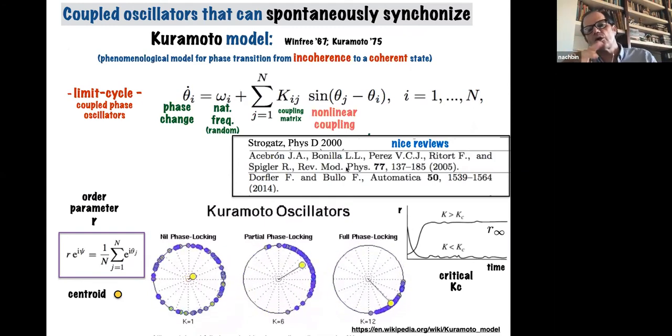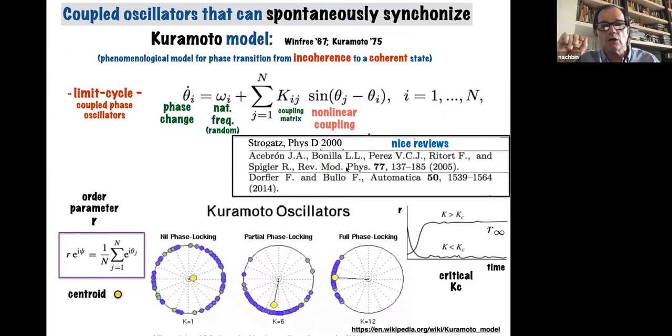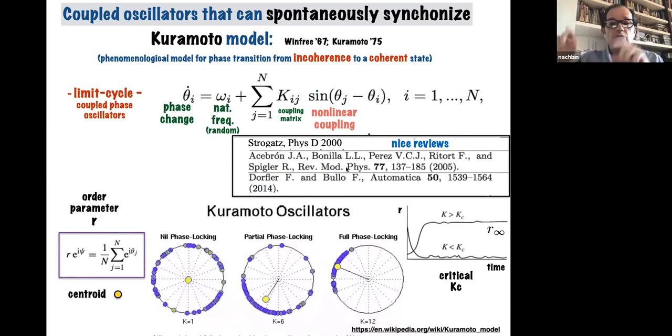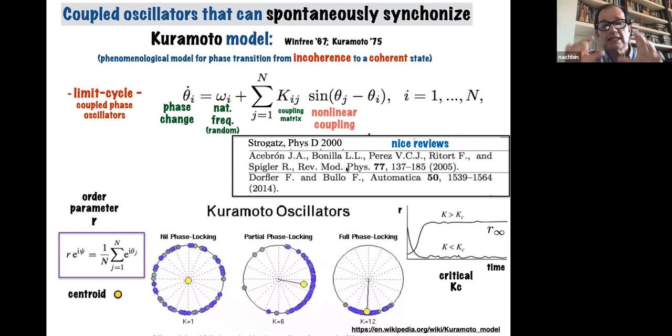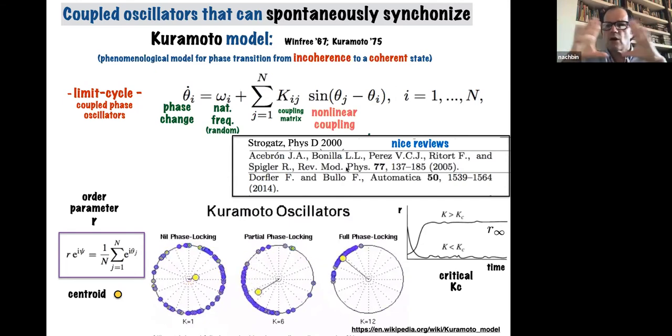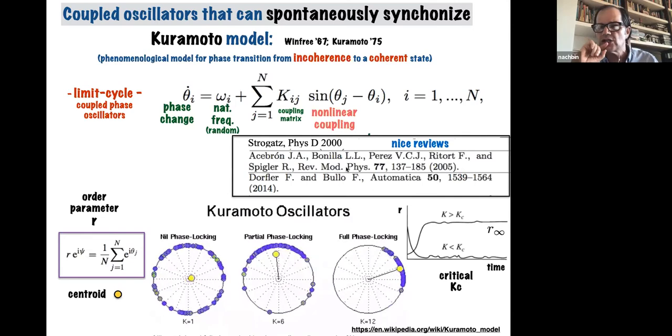It started with Winfree, who had a more complicated model. Kuramoto came in and made a simplified model. And it's a phenomenological model for phase transition from incoherent to coherent state. Coherent means everybody's doing the same thing. And it's a limit cycle, basically phase dynamics. You forget about the cycle, it's just the angle, the phase, that's being governed by this equation, nonlinearly coupled by the sine, okay?